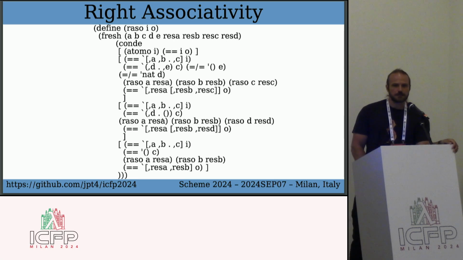Actually, and so show of hands, this is the Scheme workshop, and so I'm going to focus on that implementation, but are folks familiar with miniKanren? Okay, very good.